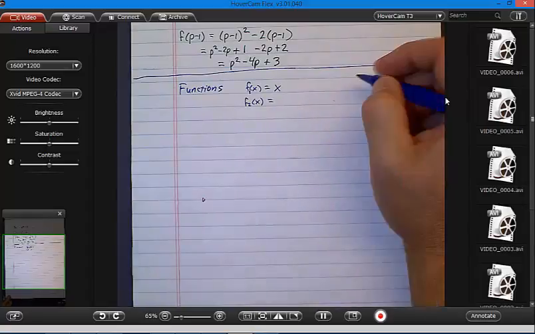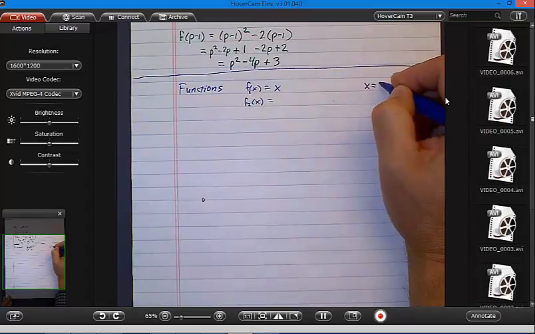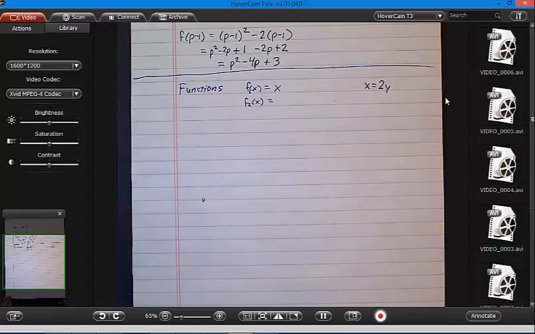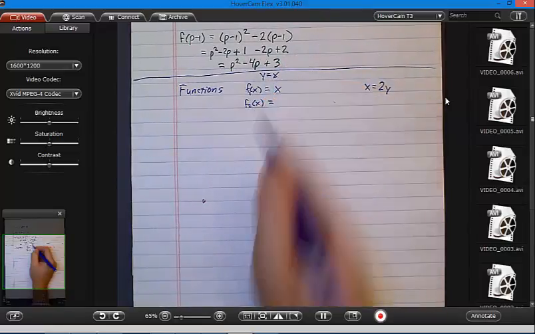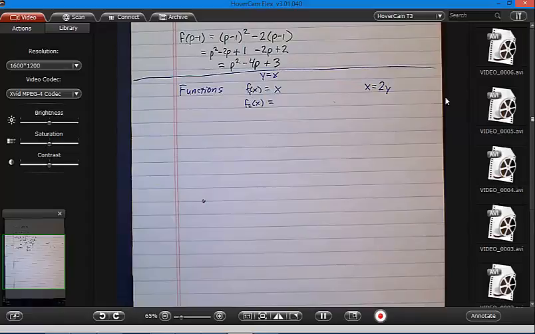So if you say x equals 2y, that's interesting to me. I'm trying to write with the function notation. And I should point out that Joe did the same thing. He said y equals x. And I changed it to function notation. Instead of writing y, I wrote f of x.